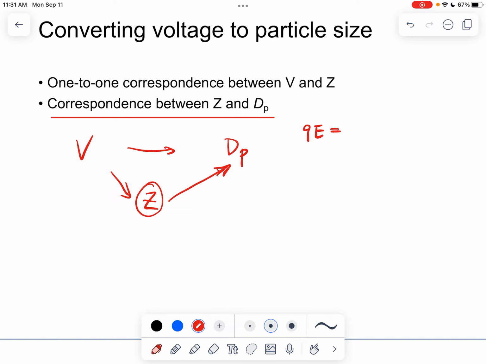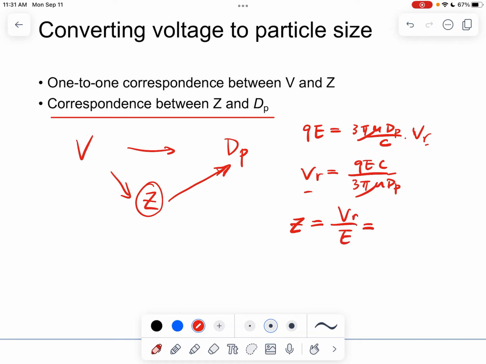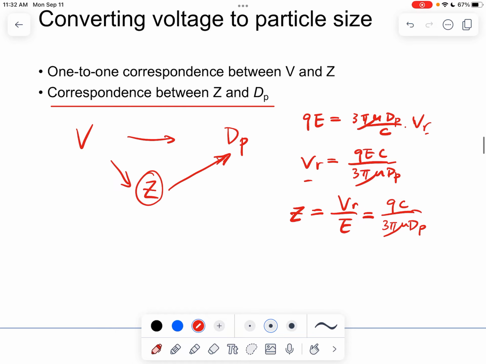Okay, so we introduced earlier, right? There's a correspondence between the electrical mobility and particle size that is set by equating the drag force with the electrostatic force. qE equals 3 pi mu dp divided by C multiplied by v. This is VR, we can also call it radial velocity, the horizontal velocity. So VR equals qEC divided by 3 pi mu dp. And further, we said that the electrical mobility is related to the velocity by normalizing it by the field strength, which is qC divided by 3 pi mu dp.